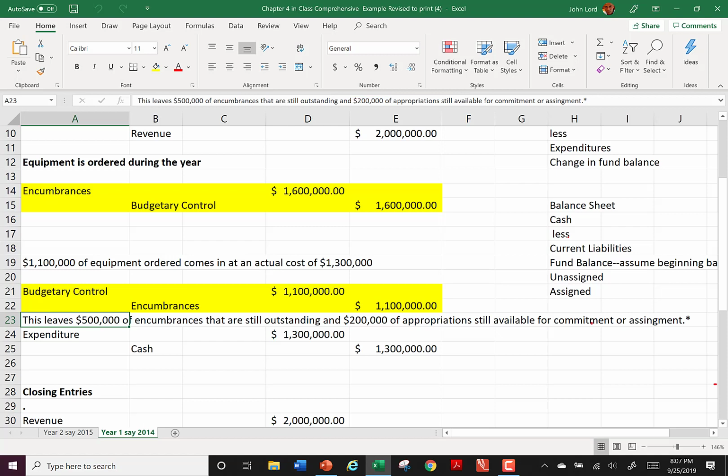1.1 million of my original encumbrance has come in, even though it came in at a different price. I thought it was going to cost 1,100,000, but it actually cost me 1.3. That's all right, because I reversed out what I set up the budget for, and I put in the actual expenditure now, haven't I? So if I go back to my appropriations ledger, I'm going to credit my appropriations ledger for 1,100,000. That's reversing that portion of the debit that I put in. And I'm going to debit expenditure for the actual amount, 1,300,000.